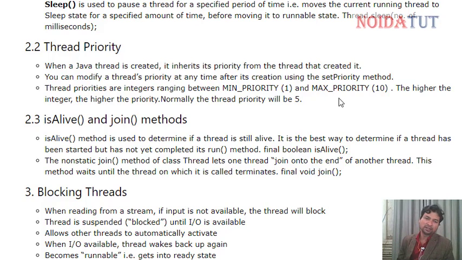Now talking about thread priority, when a Java thread is created, it inherits its priority from the thread that created it. One can modify a thread's priority at any time after its creation using the setPriority method. Thread priorities are integers ranging between minimum priority and maximum priority. The higher the integer, the higher the priority. Normally, the thread priority will be 5.